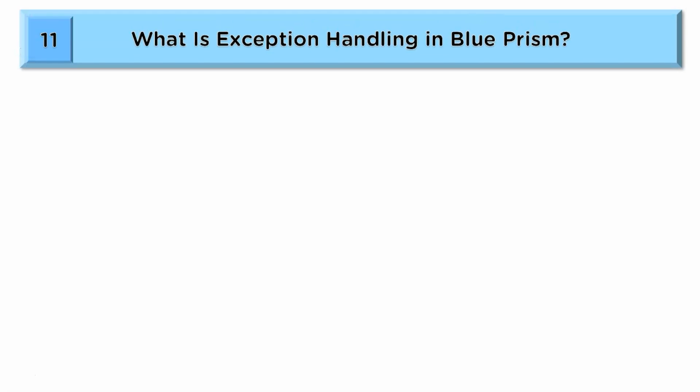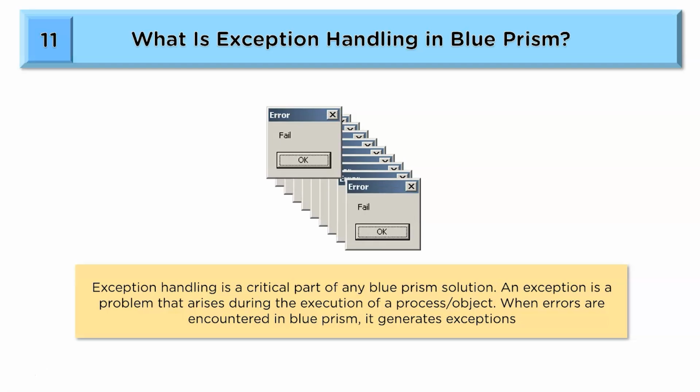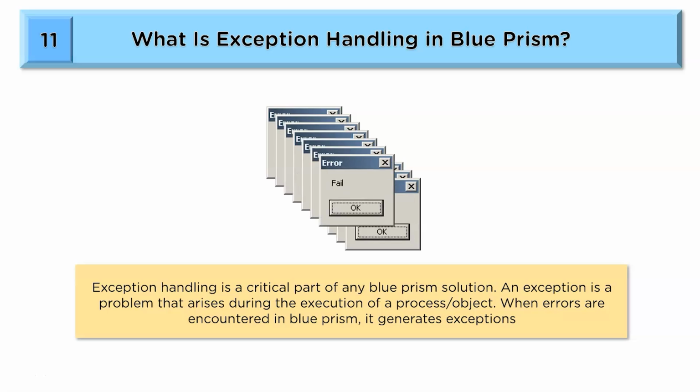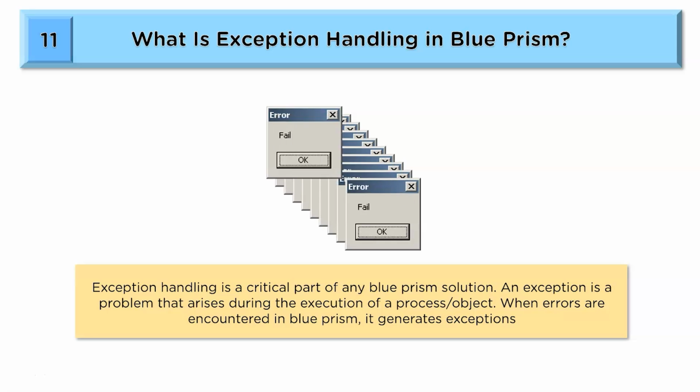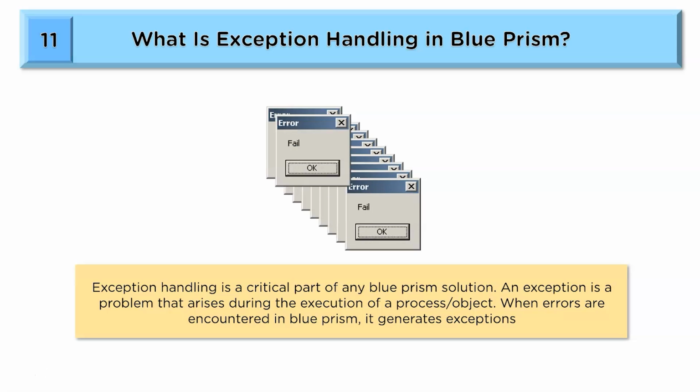What is exception handling in Blue Prism? Exception handling is a critical part of any Blue Prism solution. An exception is a problem that arises during the execution of a process or an object. When errors are encountered in Blue Prism, it generates exceptions. The managing of exceptions in unattended automation is defined as exception handling.